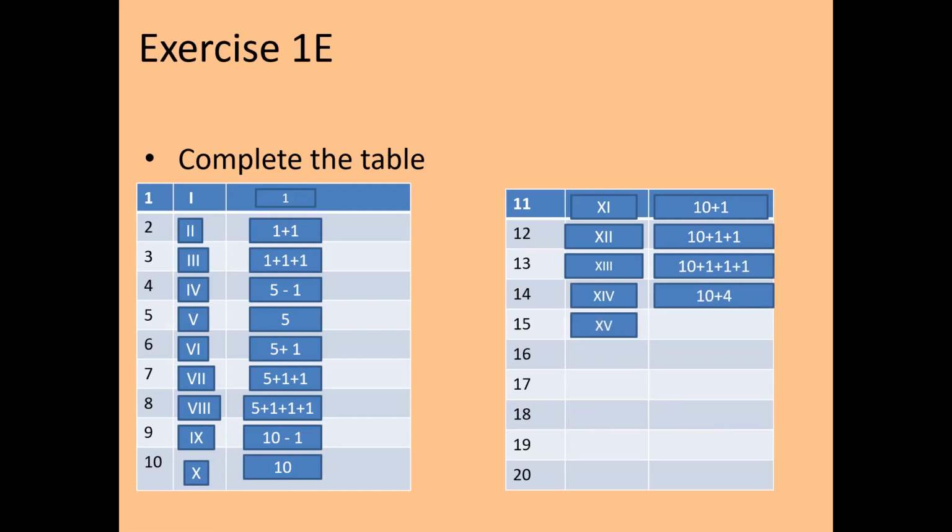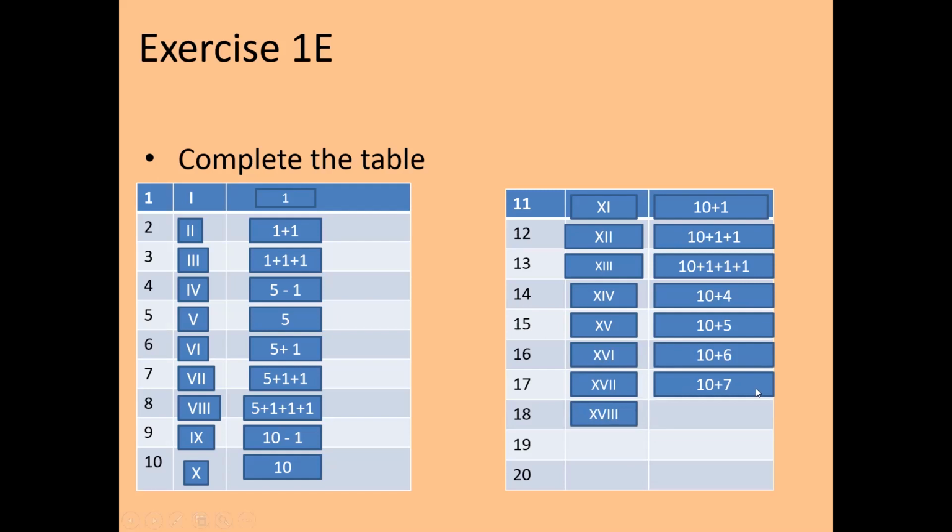15: here 10 plus 5, so 10 plus 5 is 15. 16: 10 plus 6, VI means 6, so it is 16. 17: 10 plus 7. Look here, this is 10 and VII is 7. Now 18, XVIII, 10 plus 8.